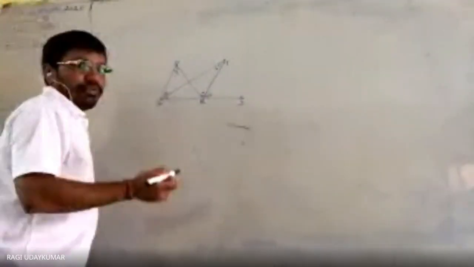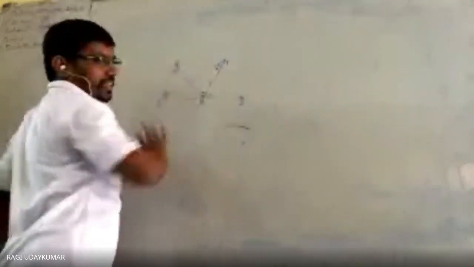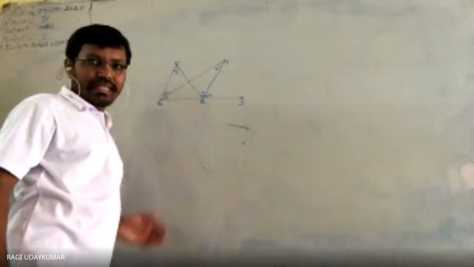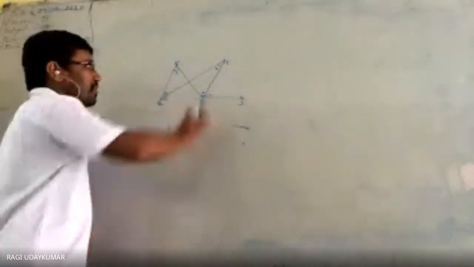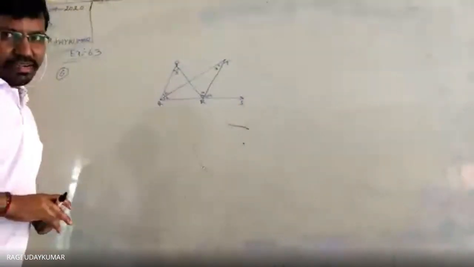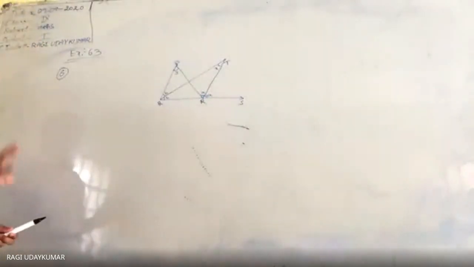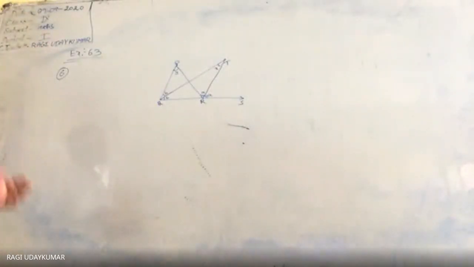Now what do we need to prove? X is half of Y, isn't it? X is half of Y we need to prove. Then double of X is equal to Y, 2X is equal to Y, you have to prove. So we should have only X and Y in a relation, the remaining should not be there. So how can you prove that?